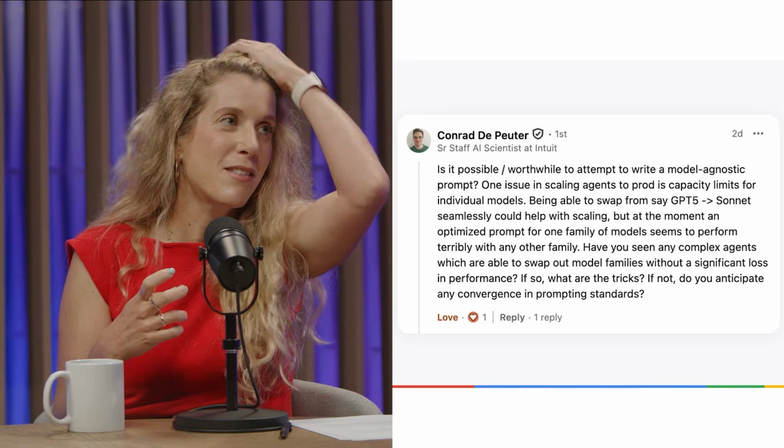I think that's a very long, challenging question. Yeah, I think we can take it step by step. First of all, I can feel and know the pain of creating a good prompt, model updates, model changes, and you need to iterate on it. I think the right way to look at it is not writing one single model-agnostic prompt.